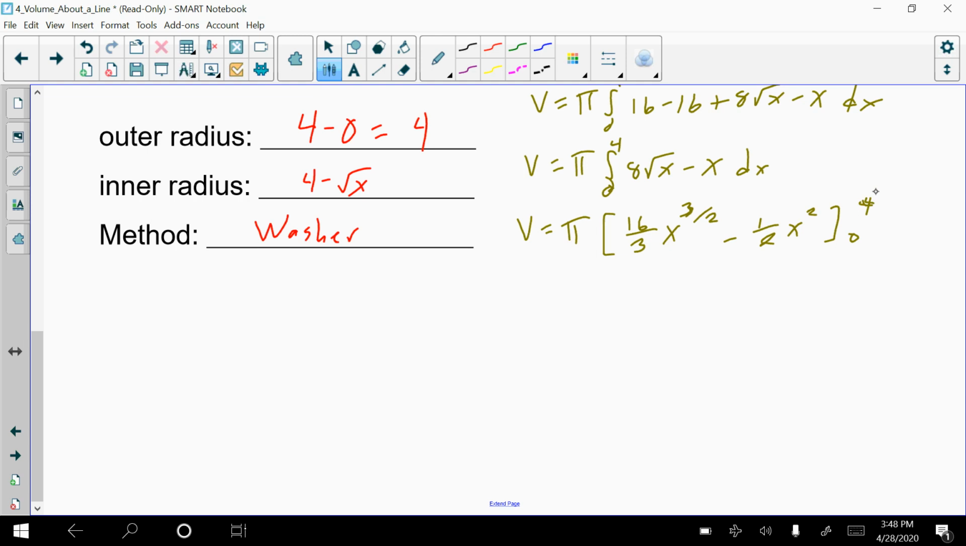And again, my pen is not the most accurate thing in the world, I apologize. I like having the lower bound be a 0 because, when you substitute that 0 into the expressions with everything having x, it all just goes away to nothing. So substitute the 4, and I'm going to get pi times 16 over 3 times 4 to the 3 over 2 power minus 1/2 times 4 squared.